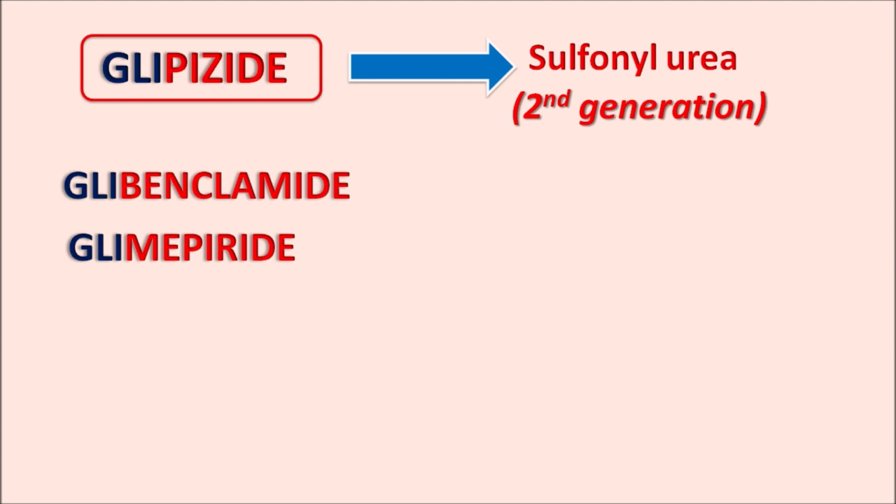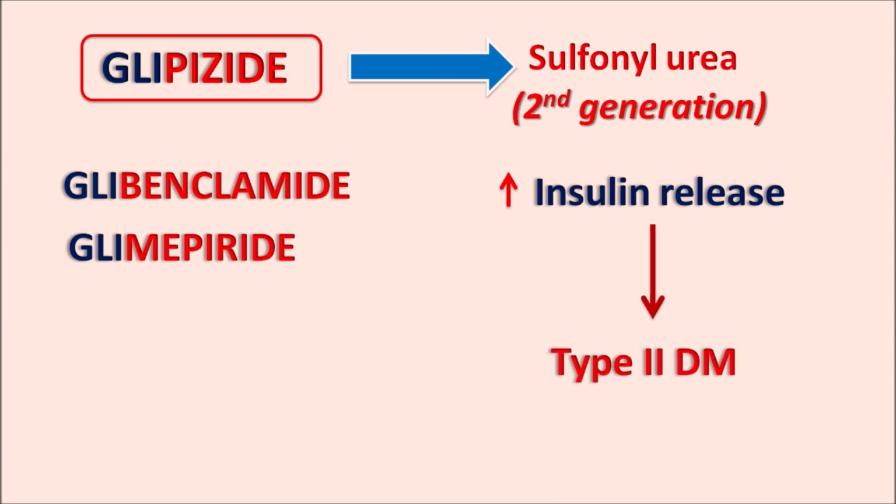So these drugs act by increasing the insulin release. They mainly act on the beta cells and they promote the release of insulin. That's why these drugs are useful in the treatment of type II diabetes mellitus. Apart from increasing the insulin release, they also control the glucose levels by other mechanisms.